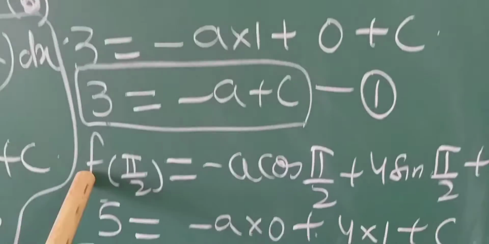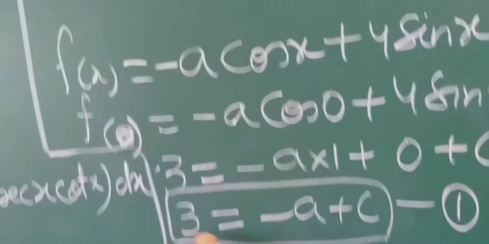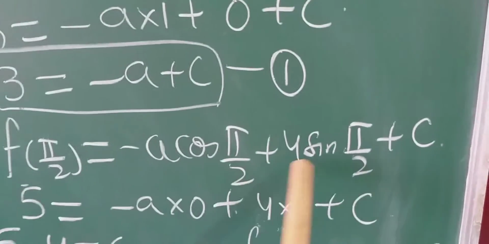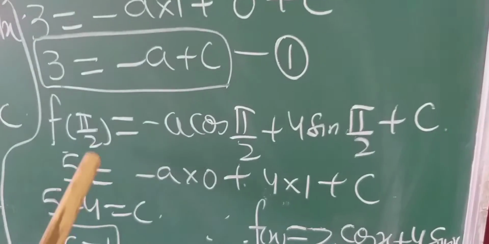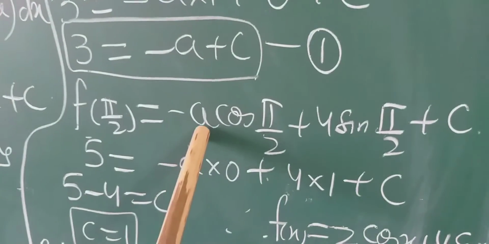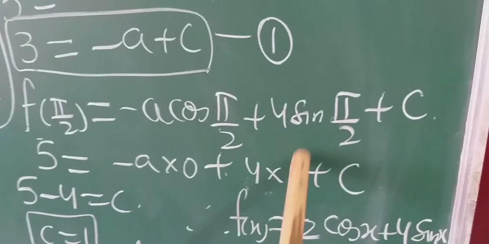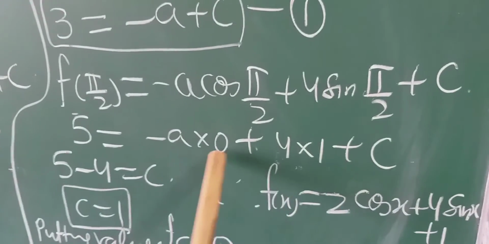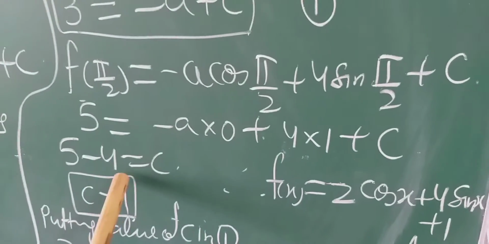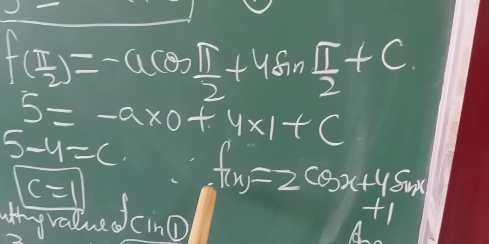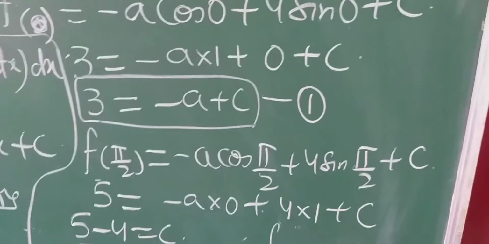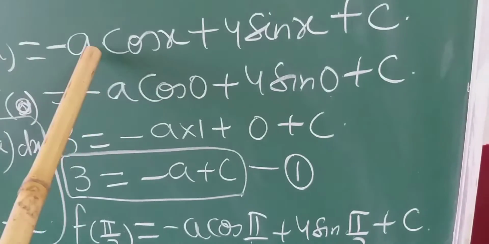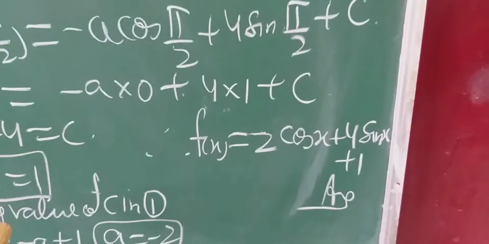So when we put x value pi by 2 in the function, then it will be minus a cos pi by 2 plus 4 sin pi by 2 plus c. Its value is given to us as 5. Minus a cos pi by 2 is 0, plus 4 into 1 plus c. So 4 into 1 is 4 and 0 into minus a is 0. 5 minus 4 equals c. C equals 1. So f x equals, we will put the values of a, b, c here. The value of a is minus 2.